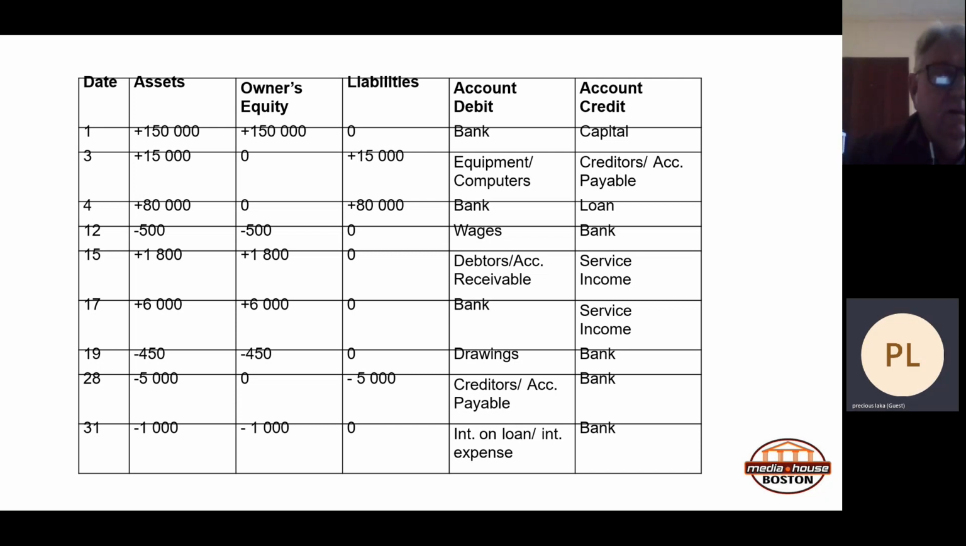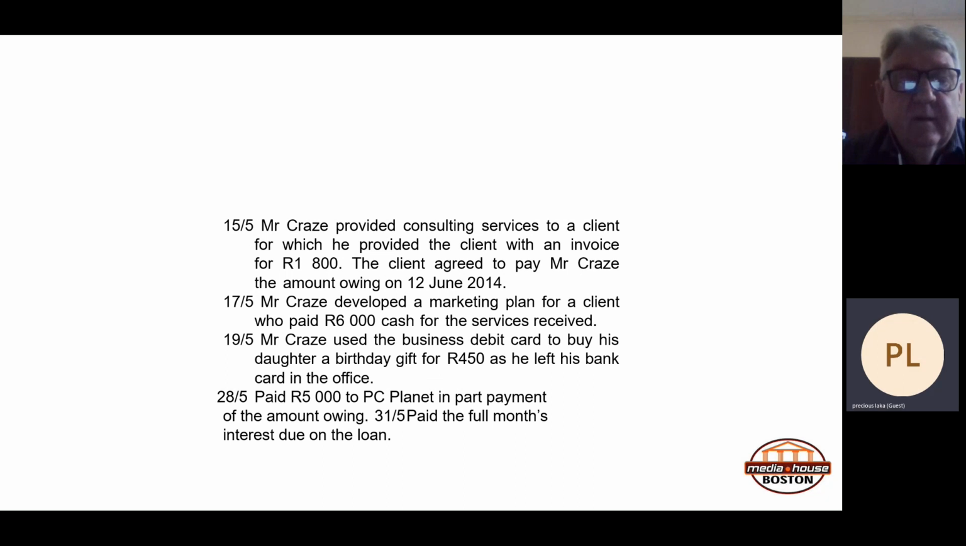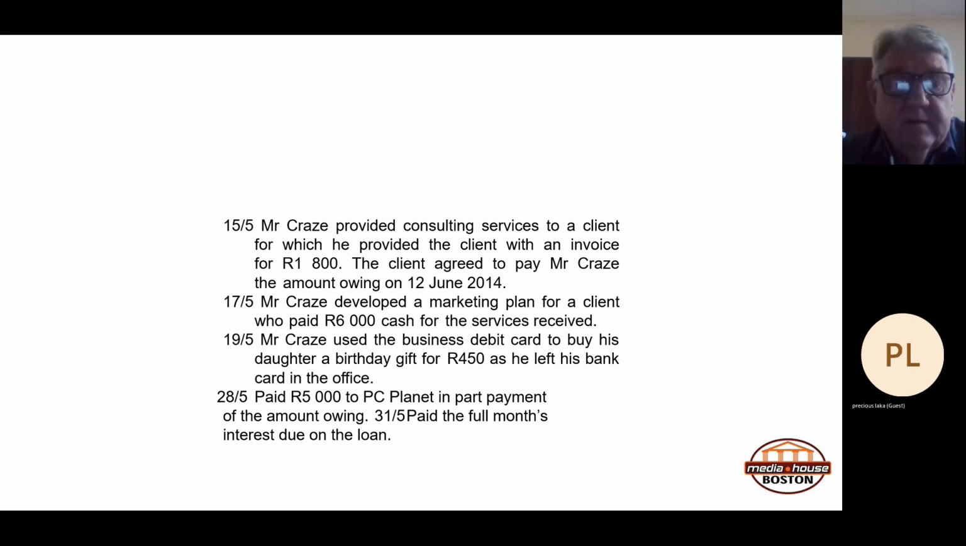Okay, so let's go to the next one. Mr. Craze developed a marketing plan for a client who paid 6,000 Rand cash for the services received. If you have to analyze that, what happened there, 6,000 Rand? Where does it go? So we got paid 6,000 Rand. Yes, so that would be a plus into assets, and then a plus on owner's equity. Correct. And which accounts will be debit and credit?